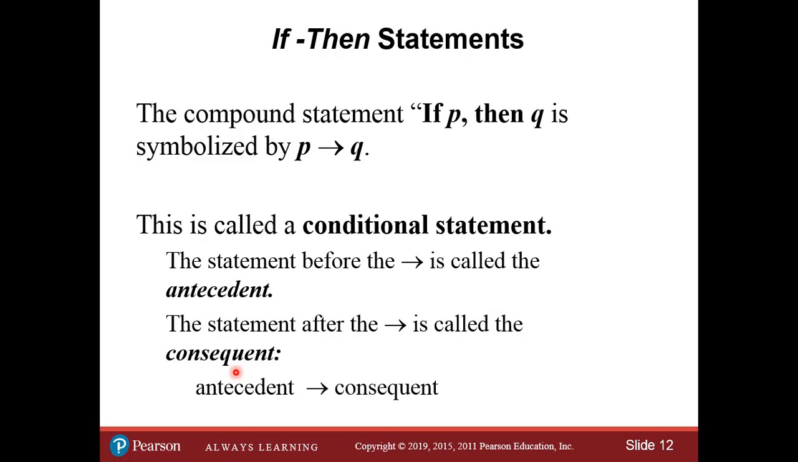Now the compound statement if P then Q is symbolized with the arrow. So if P implies Q, or if P then Q. So we have this arrow that says, hey, if P is true, then Q must be true. This is called a conditional statement or an implication. So the statement that comes before the arrow is called the antecedent. The statement after the arrow is called the consequent. So it's the antecedent implies the consequent. Okay, or the consequent follows from the antecedent.